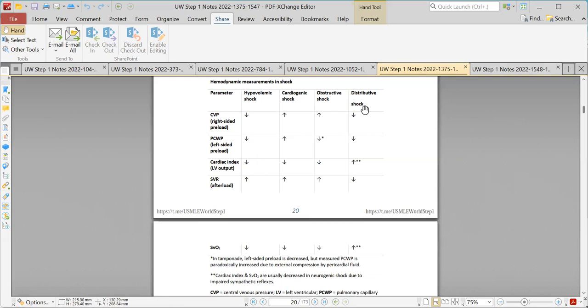In distributive shock, it is like septic shock. There's a lot of sepsis in the body, so the only organ that is trying to survive, trying to beat, is the heart. So here the cardiac index will be really high. All other things are low here.